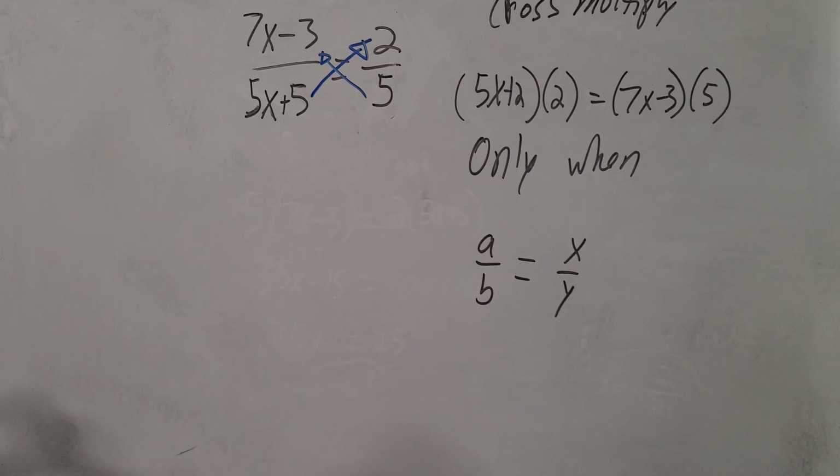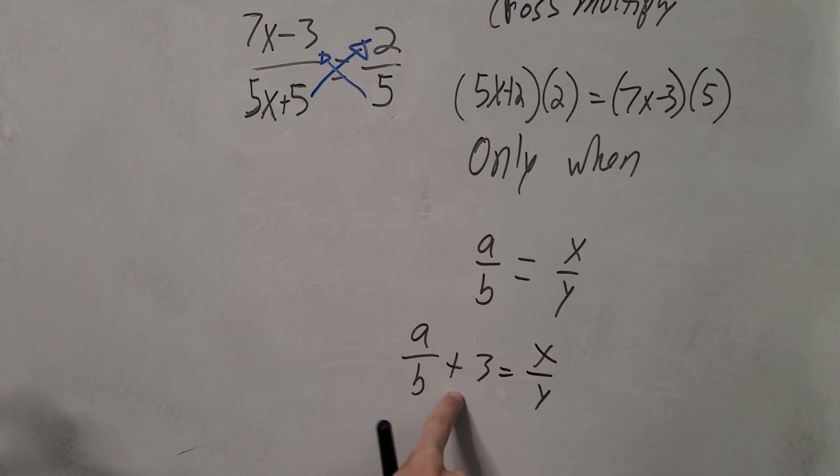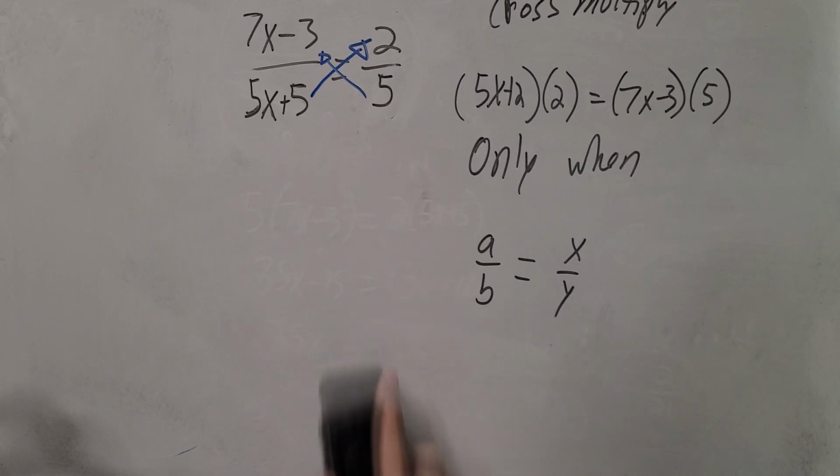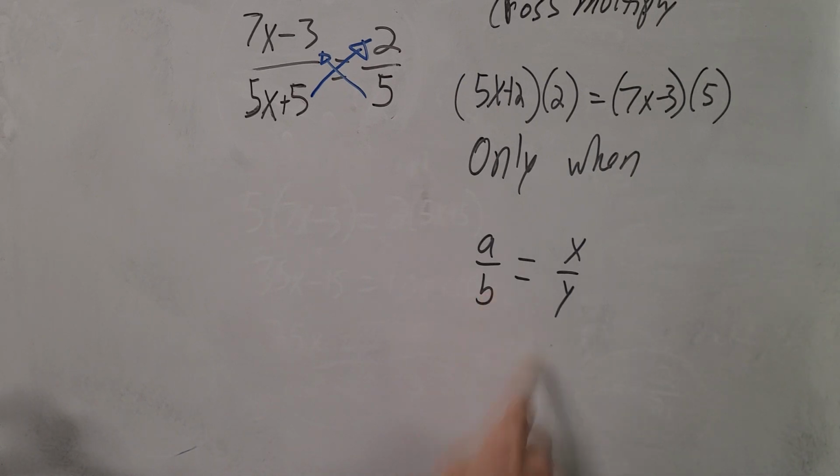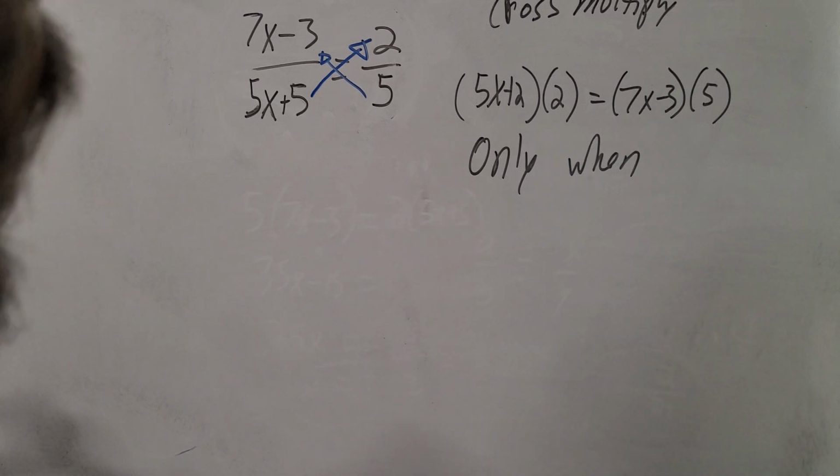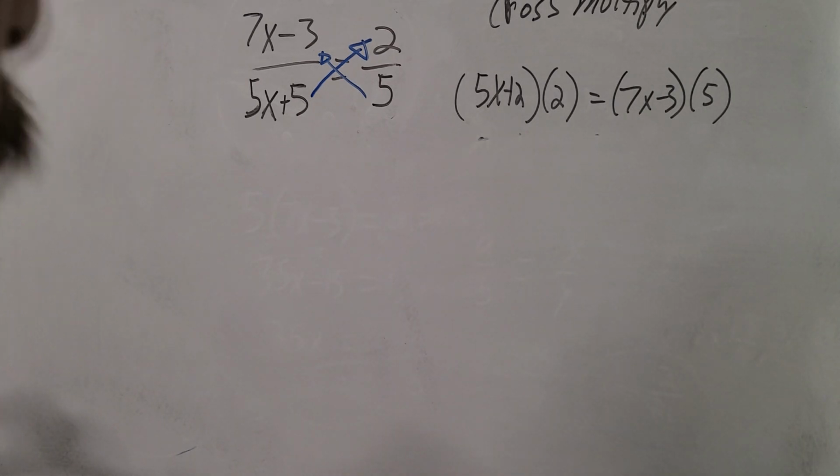Now, in all those other problems that we did, you did notice that we had some other terms involved. Like, it would be a over b plus 3 equals x over y. Okay, you cannot cross multiply in a situation like that. Only in a situation where it's just two fractions set equal to each other. So, moving on, let's finish this up.